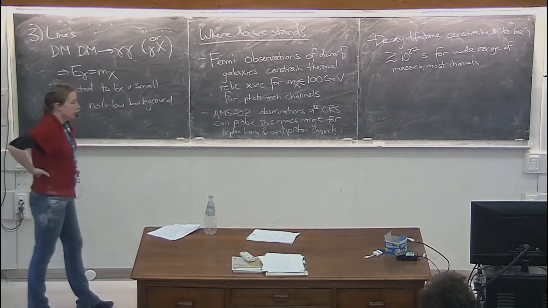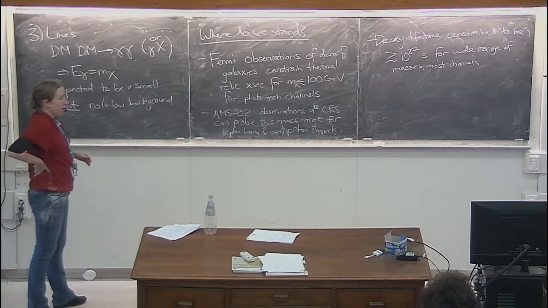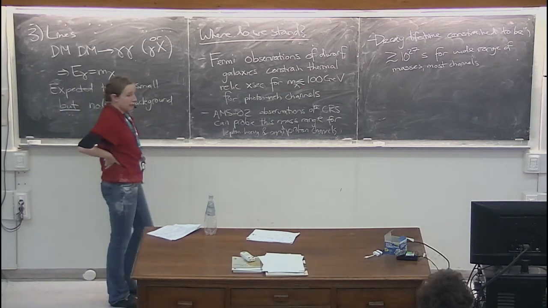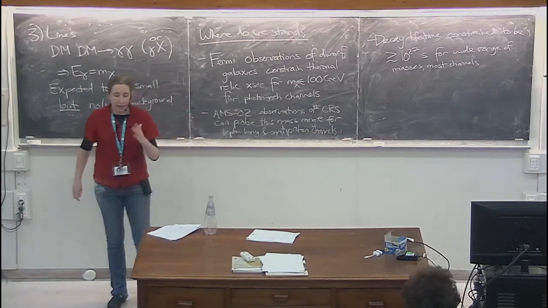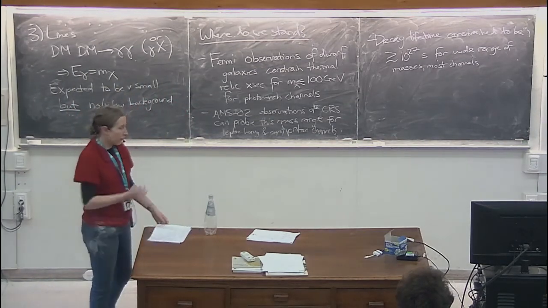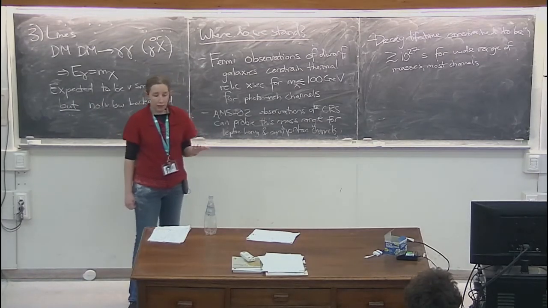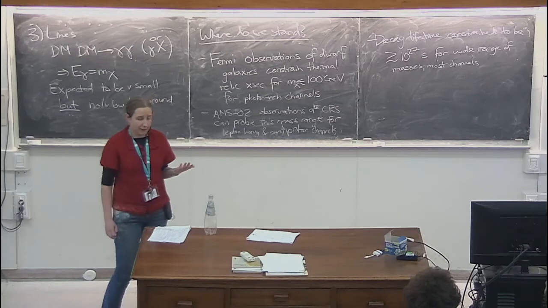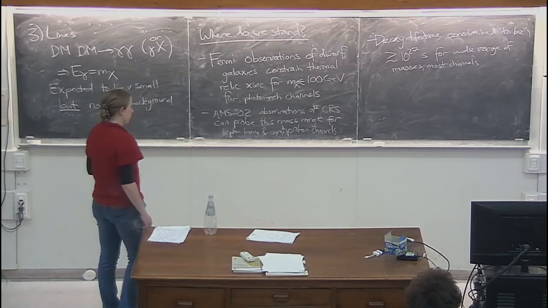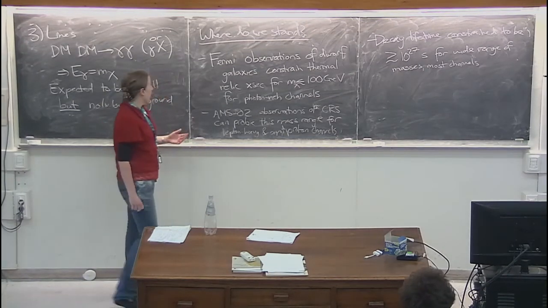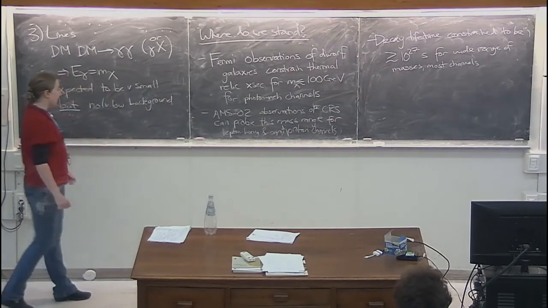There's what's sometimes called the 3.5 keV line. So this is the third type of signal. The simplest dark matter hypothesis there is that this is a 7 keV dark matter particle decaying to a photon and a neutrino. So that's the gamma plus X.